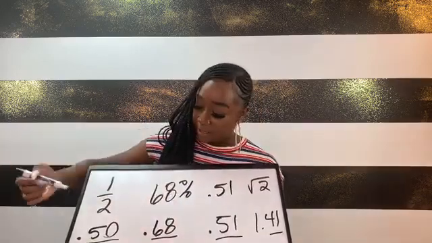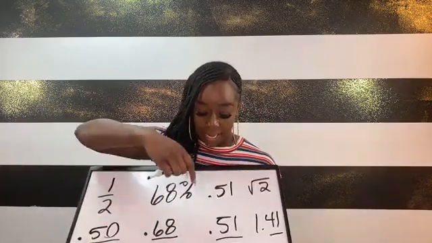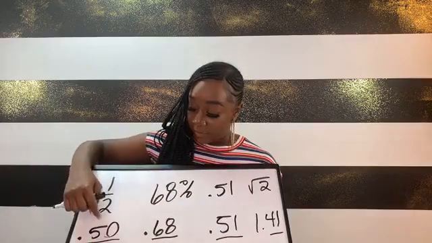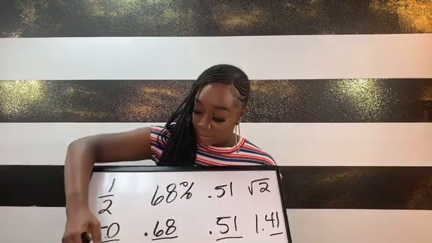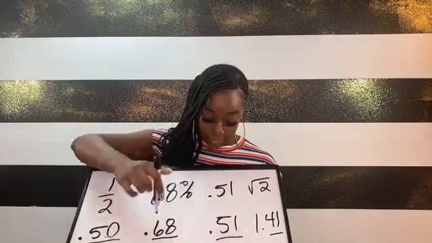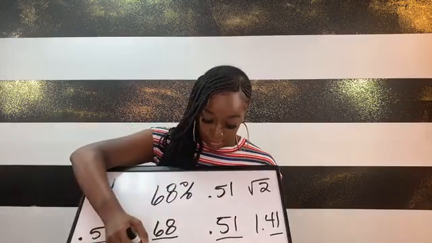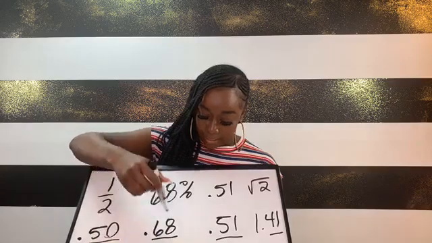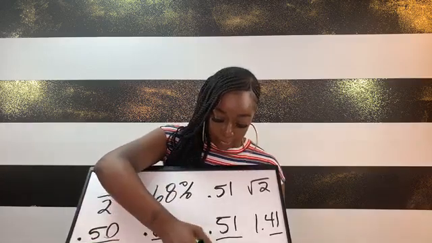All right, now we're comparing these. So I have 50, I have 68, and I have 51. Okay, well, I know 50 is the smallest, so 1/2 is going to go first. That's my smallest value. All right, I know 51 would be next, so 0.51 would be our next value. And then 68, of course, would be our next value.